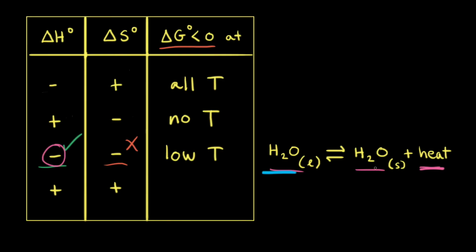Going from a liquid to a solid is a decrease in entropy, therefore delta S naught is negative. For this combination of signs, delta G naught is negative only at relatively low temperatures. Therefore, the forward process of freezing is thermodynamically favorable at low temperatures. And this matches with what we already know about water. Water freezes at a relatively low temperature.